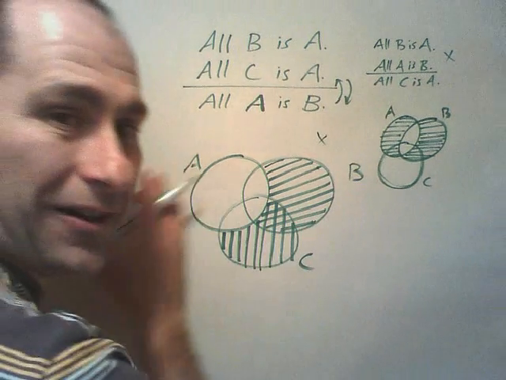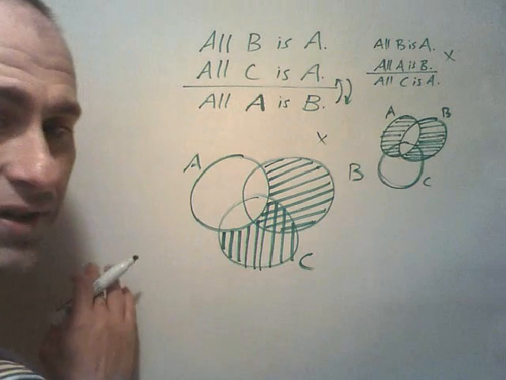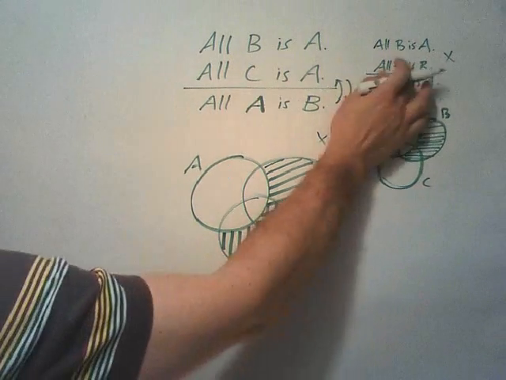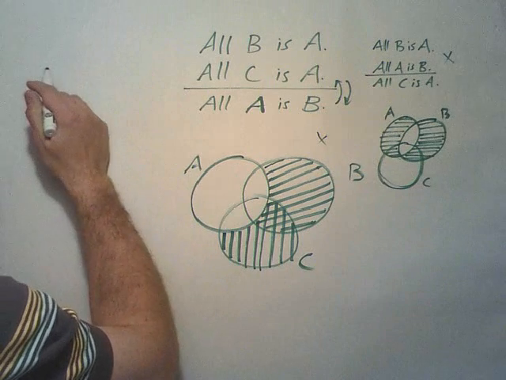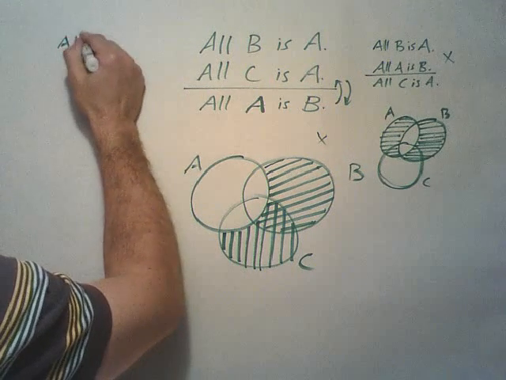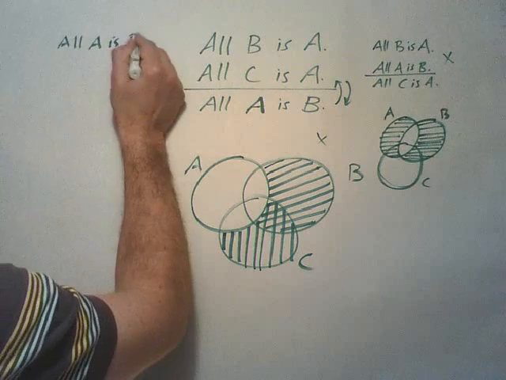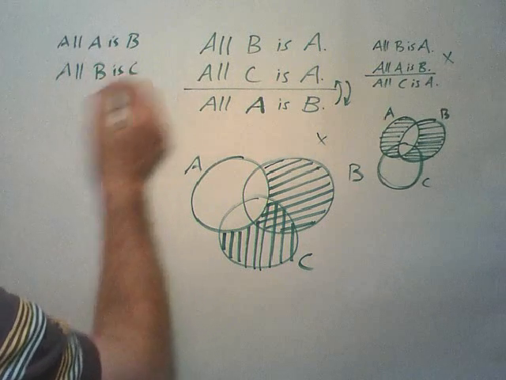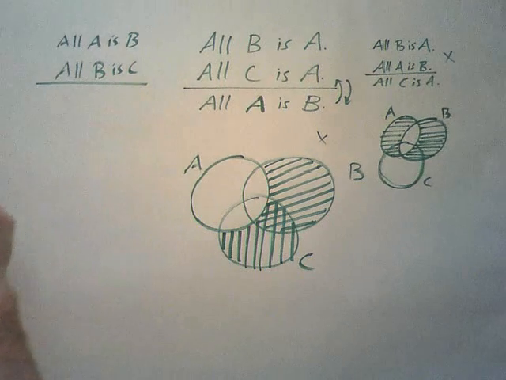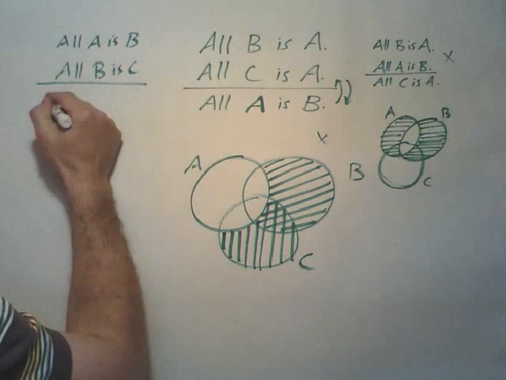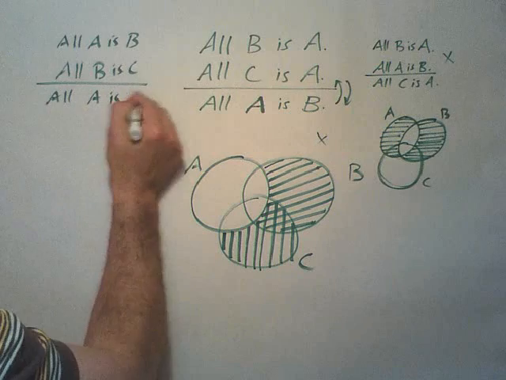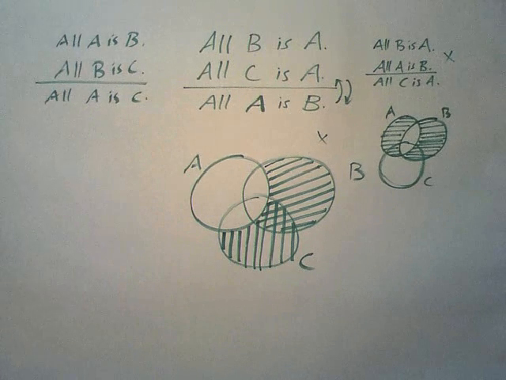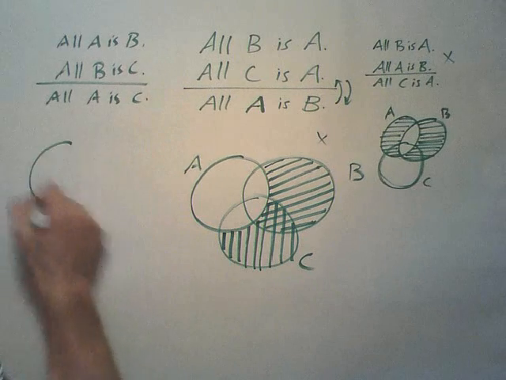So I'm going to go over here. My face is going to go off the screen, but you'll be able to see something here. Let's do all A is B, okay? And then all B is C. Therefore, all A is C. Is this valid? Well, let's draw it out.